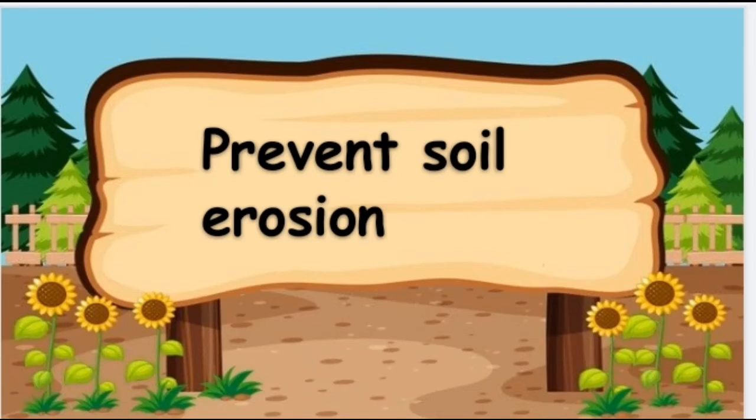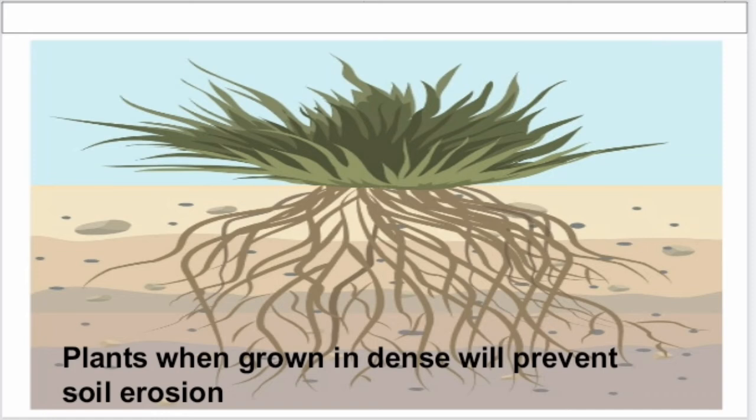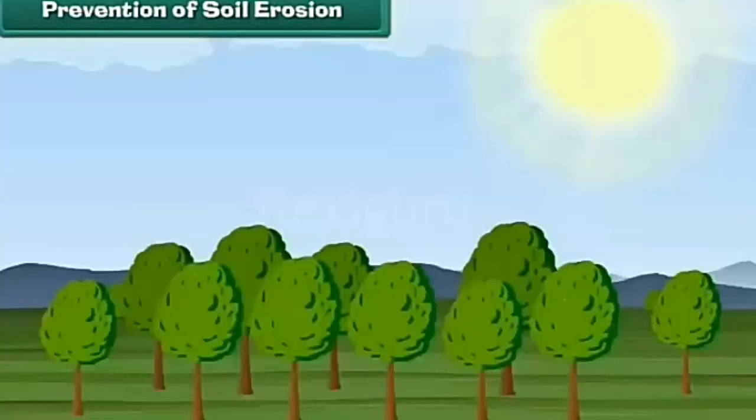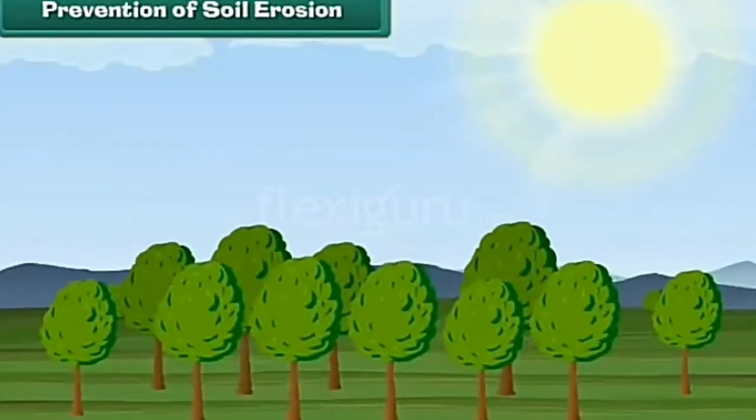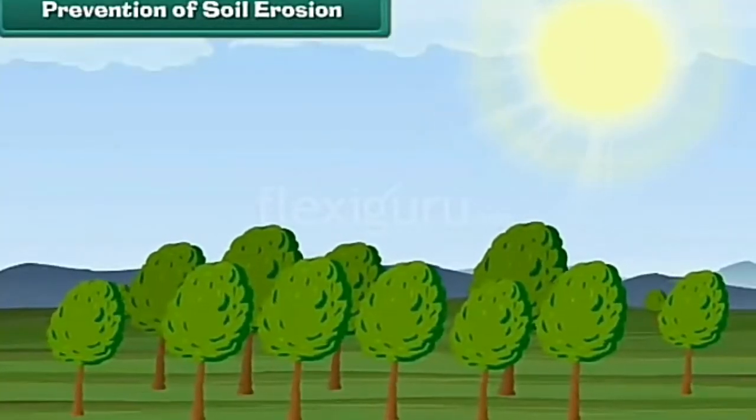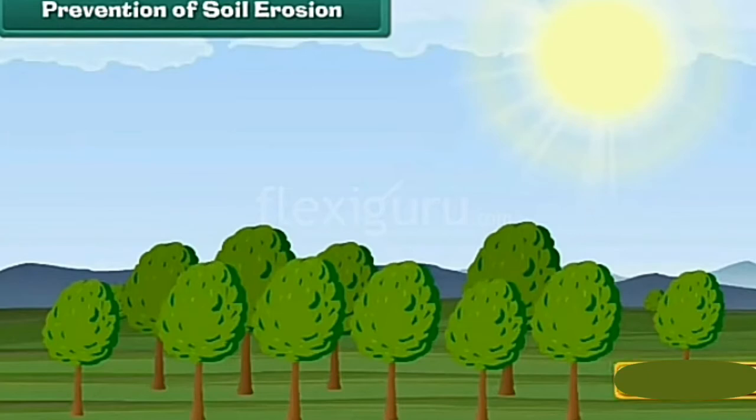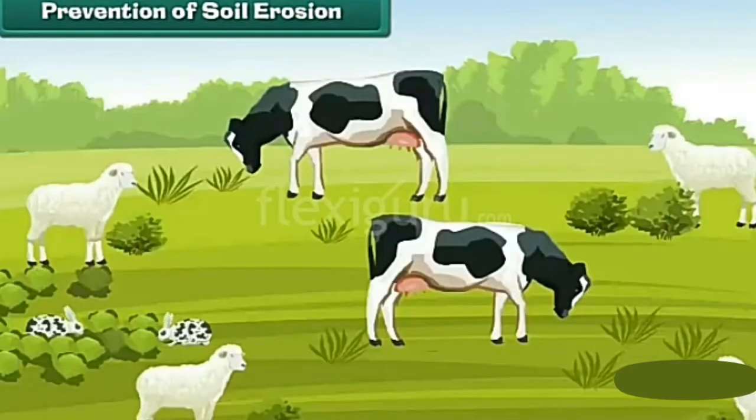Next, prevent soil erosion. Plants, when grown densely, will prevent soil erosion. Children, in times of wind or flood, the fertile top layer of the soil is carried away by air or water. This is prevented by plants if grown around.